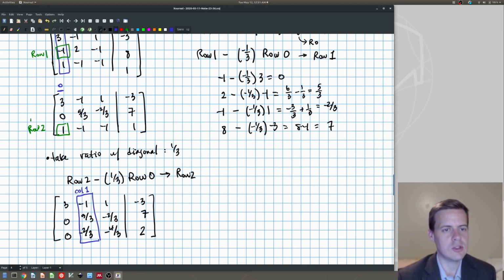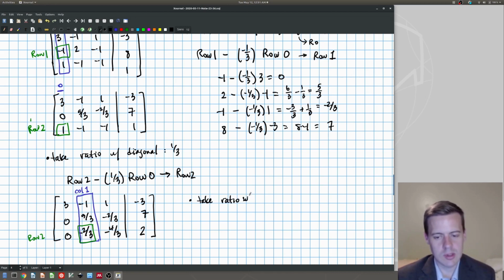And where am I going to start in column 1? Am I going to start here? No, I'm not going to start here. I'm going to start now in row 2. Okay, because remember, I want to get an upper triangular matrix. So this is actually the last one I have to do. Okay, so now I start in row 2, and I do the same thing. I take the ratio.